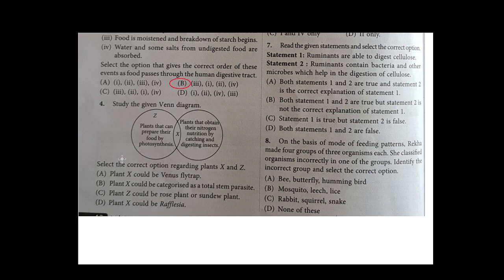If we see this Venn diagram, we see that X can prepare its own food by photosynthesis and also obtain nitrogen nutrition by catching and digesting insects. So the Venus flytrap is an autotrophic plant that can prepare its food by photosynthesis but needs to fulfill its nitrogen requirement by catching insects. So the option will be Venus flytrap.